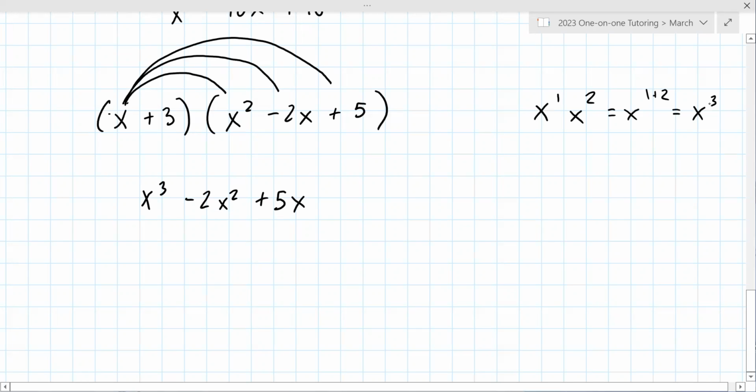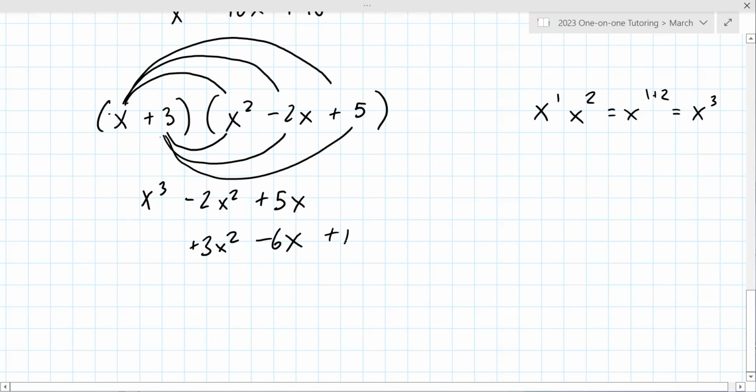Good. And then negative x squared plus 5x. Do you do anything with the 3? Yeah, you keep going here. See, 3 times the x squared, that's positive 3x squared. 3 times the minus 2x, minus 6x. And then 3 times the 5, that's plus 15.